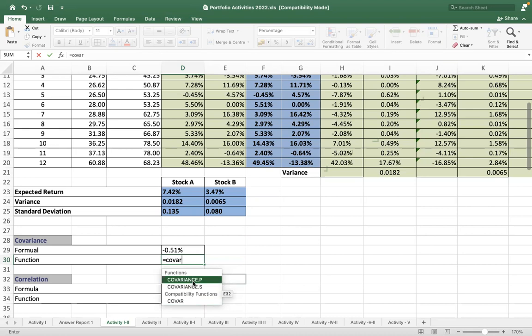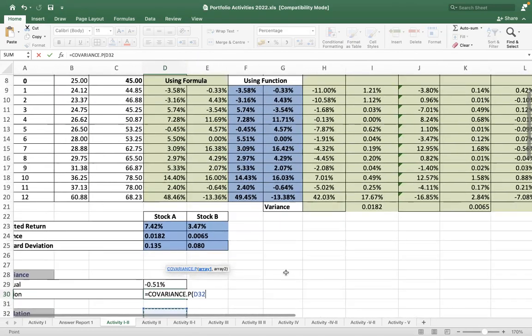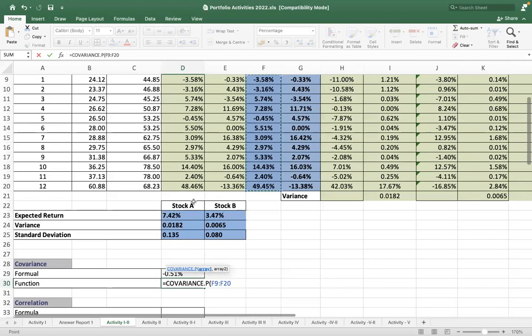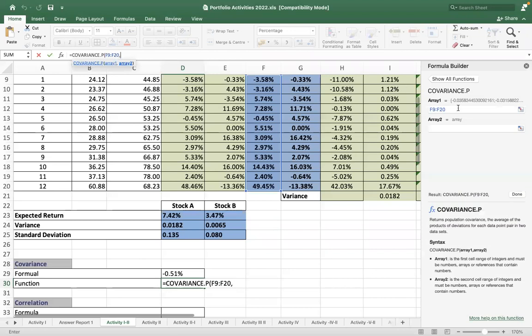So then it gives COVARIANCE.P, right? Covariance P in the sense we should use the returns, right? Return of stock A, comma, array 1. Array in the sense the number of data series, the series of data. If you just select fx, then you can see the dialog box for the particular function. Then array 1 in the sense the particular data series.